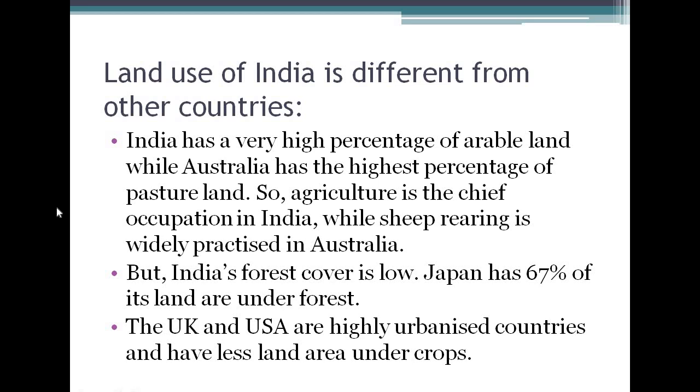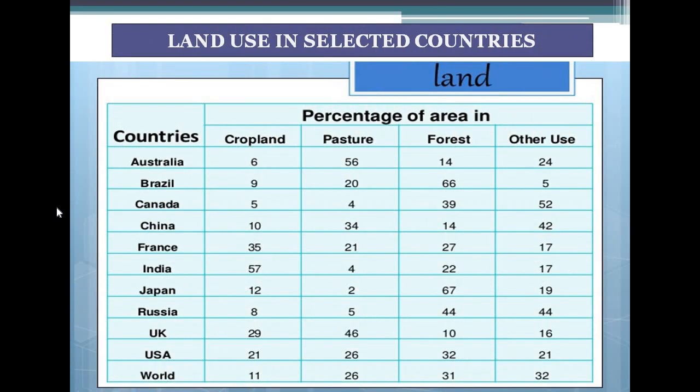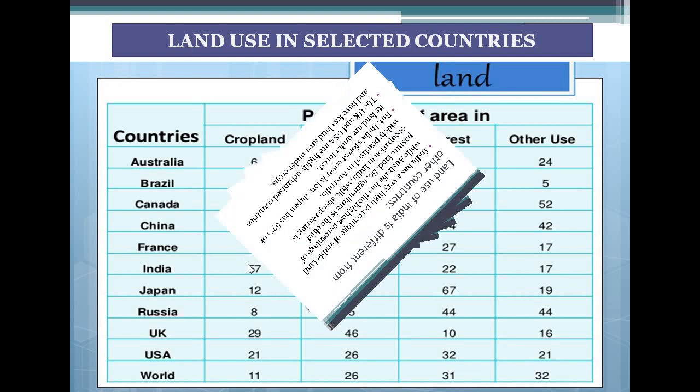So if you remember, here we are talking about Australia and India. So the clarification: cattle rearing is the main occupation in Australia, and with the help of the table also you can see. And in India, agriculture is the main occupation. Here you can see cropland, the highest, 57%.